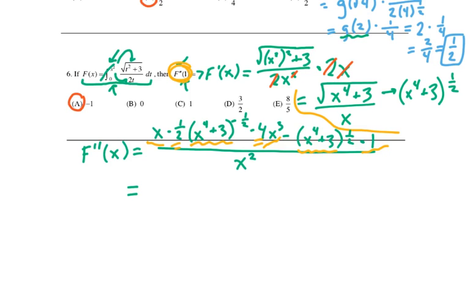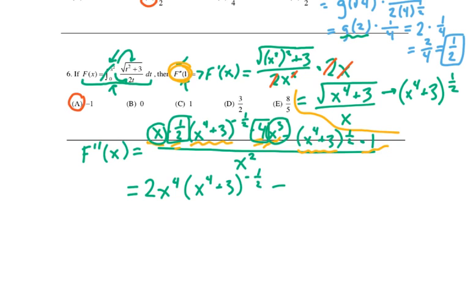F double prime of x should be, well, the x and x cubed becomes x to the fourth. The 1/2 and the 4 becomes a 2. And then I get x to the fourth plus 3 to the negative 1/2. That's the first term. Minus, well, nothing much happens in the second term except the 1 goes away. And there's my second derivative. Again, I could factor it and it'd be really helpful, but I'm just going to plug in 1 right now. So let's evaluate this at x equals 1.